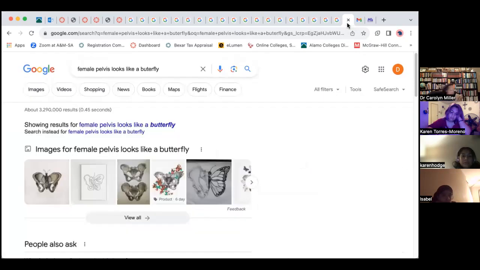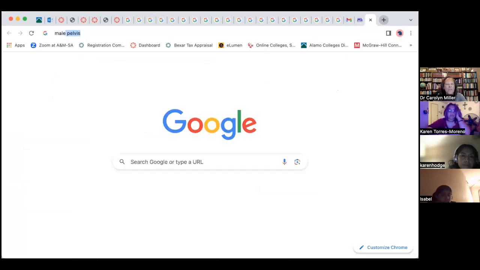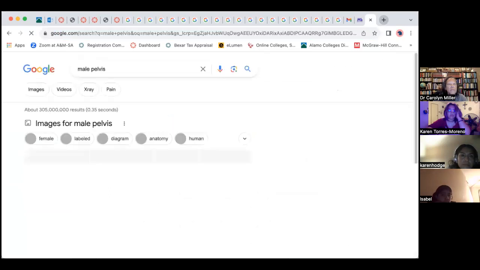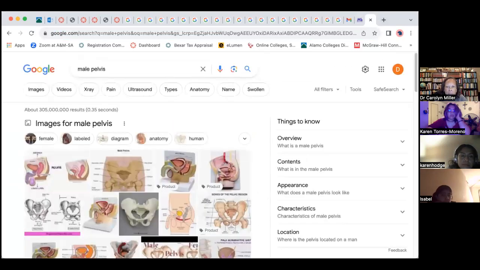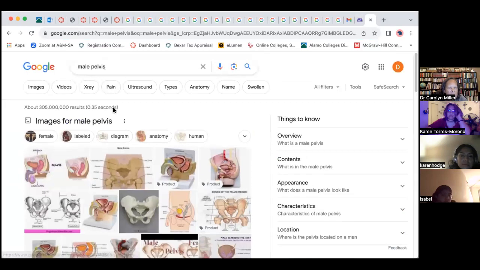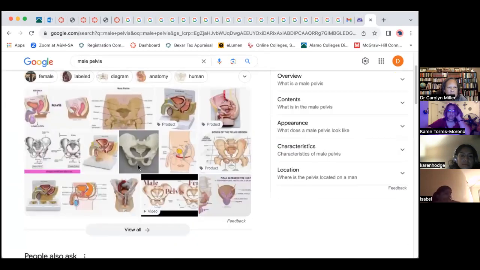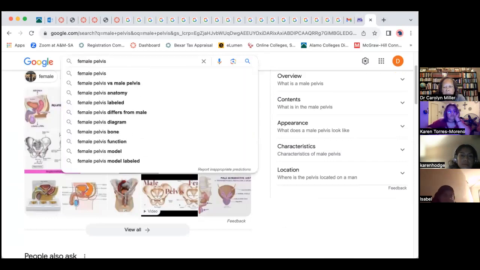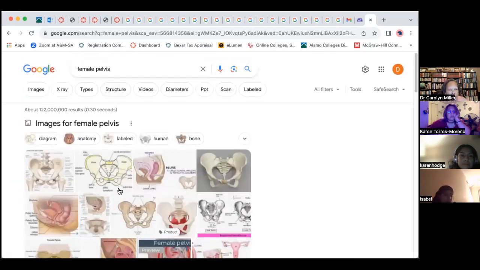And here's what my student told me, sorry, I forgot to plug in my Mac. This is what my student told me with the butterfly. The female pelvis looks like a butterfly, is what she was taught. But male pelvis, you can see less than 90 in that one. If I put the female on there, it's going to be wider. I say a V versus a U. And there it is. It's much wider.